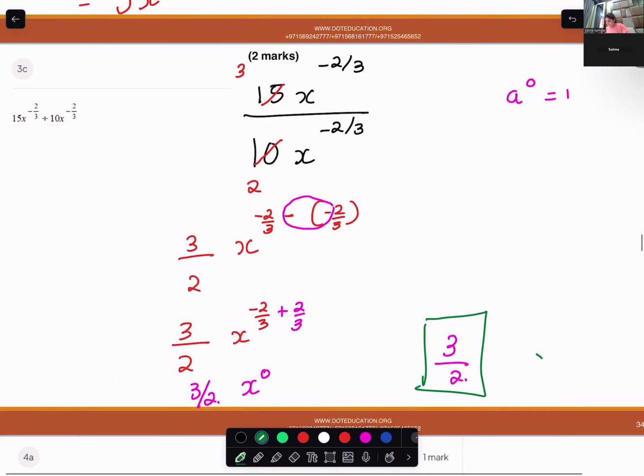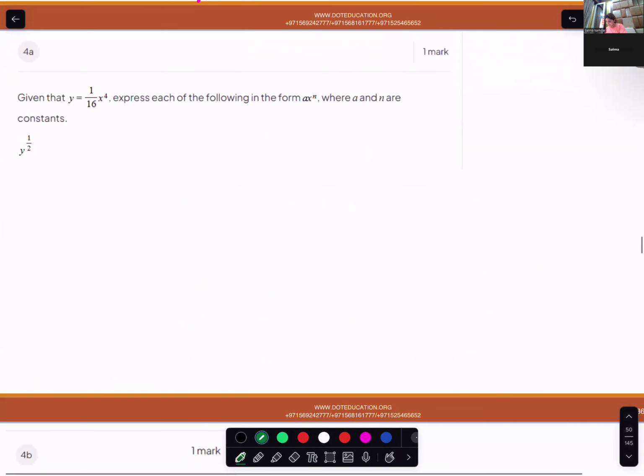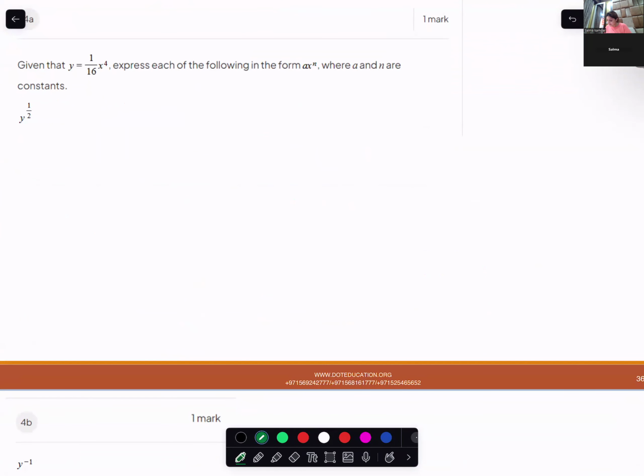Let's go to the next one. You're given that y is equal to 1 by 16x^4. I have to express it in the form of ax^n, where a is a constant and n is a constant. So I will write 1 by 16.